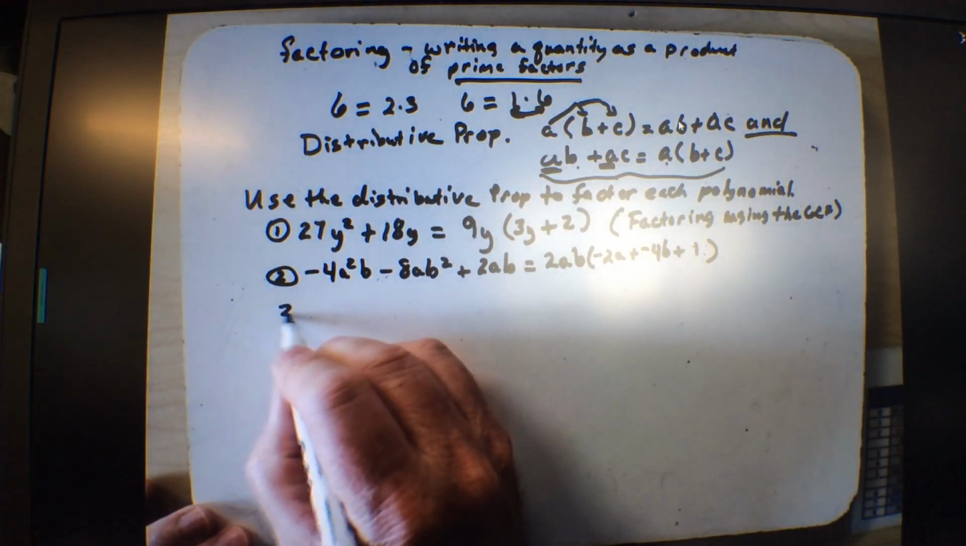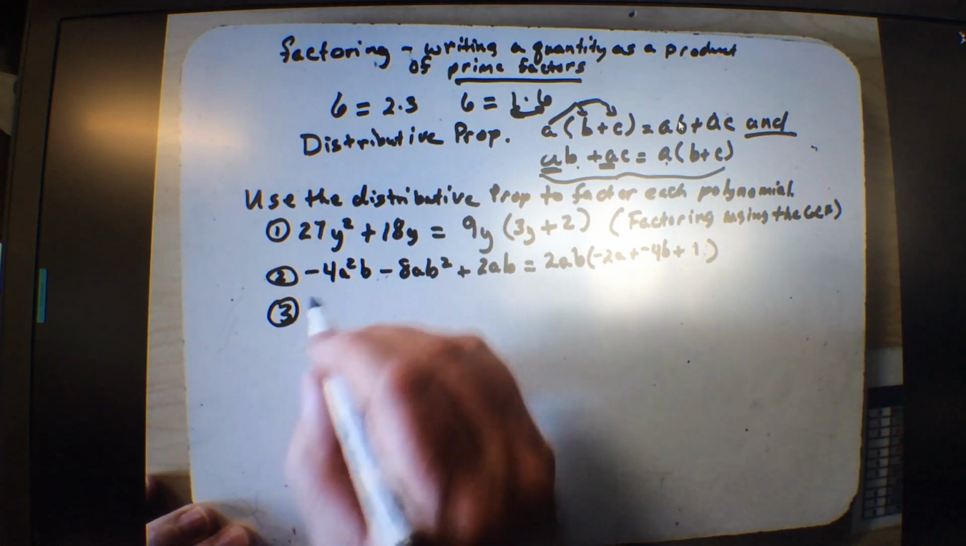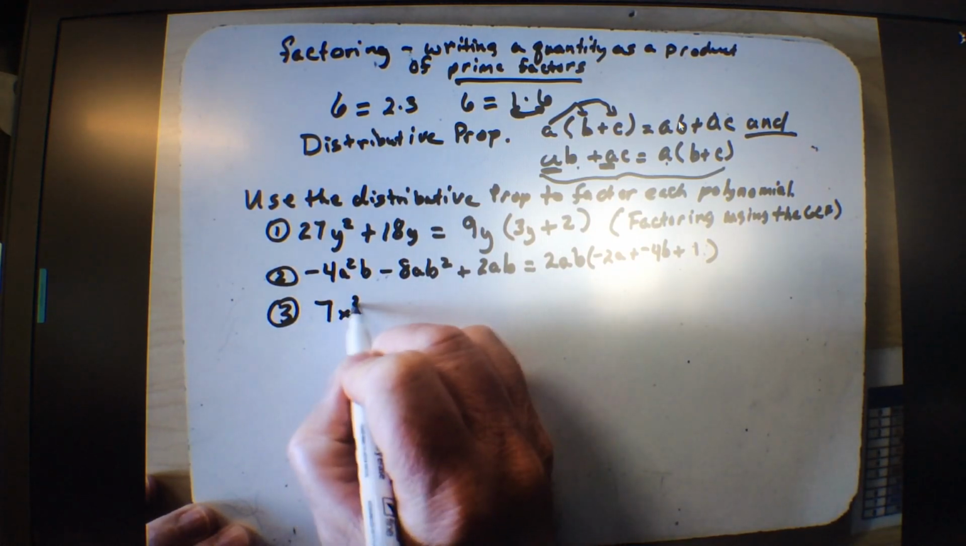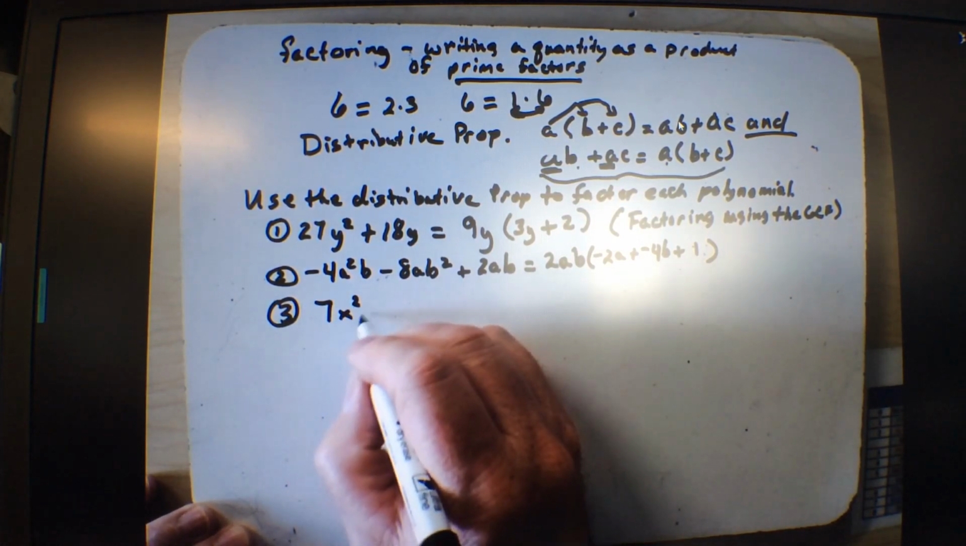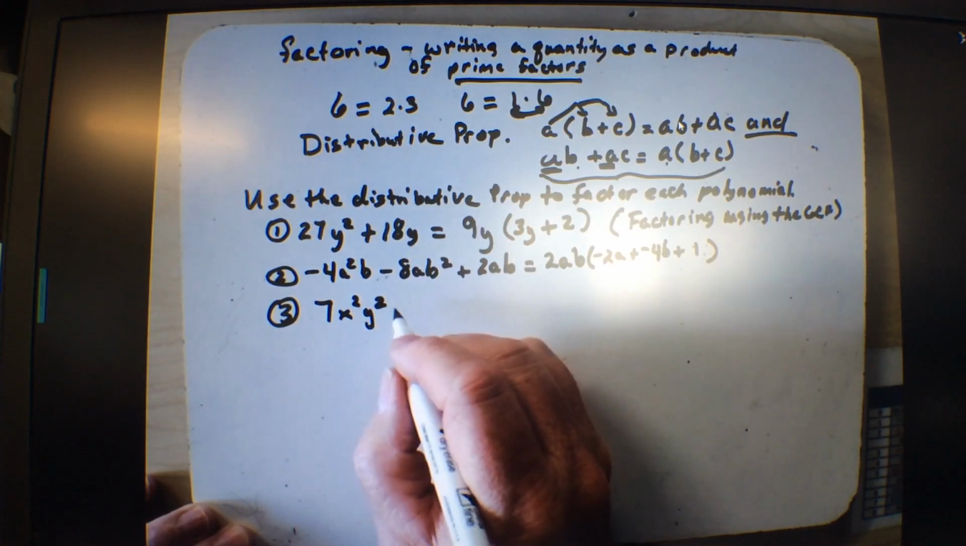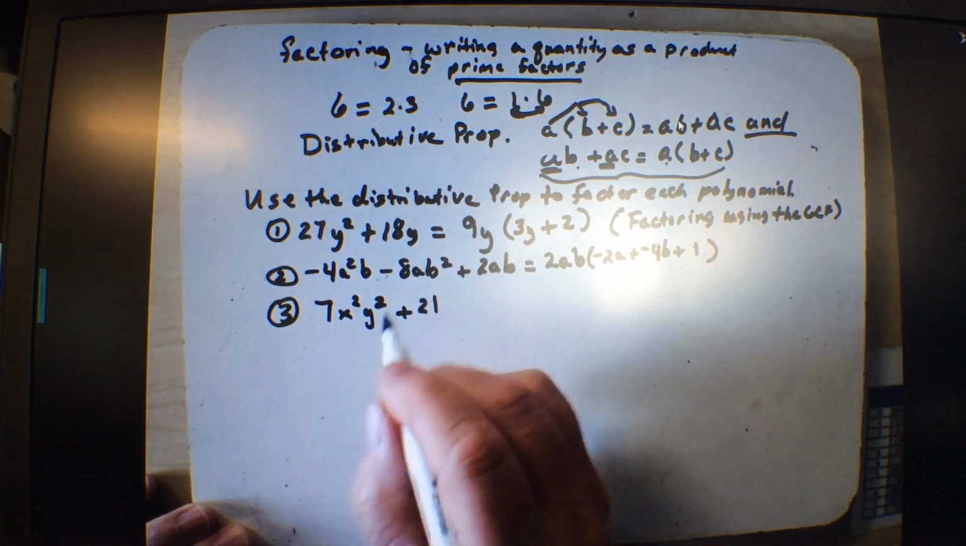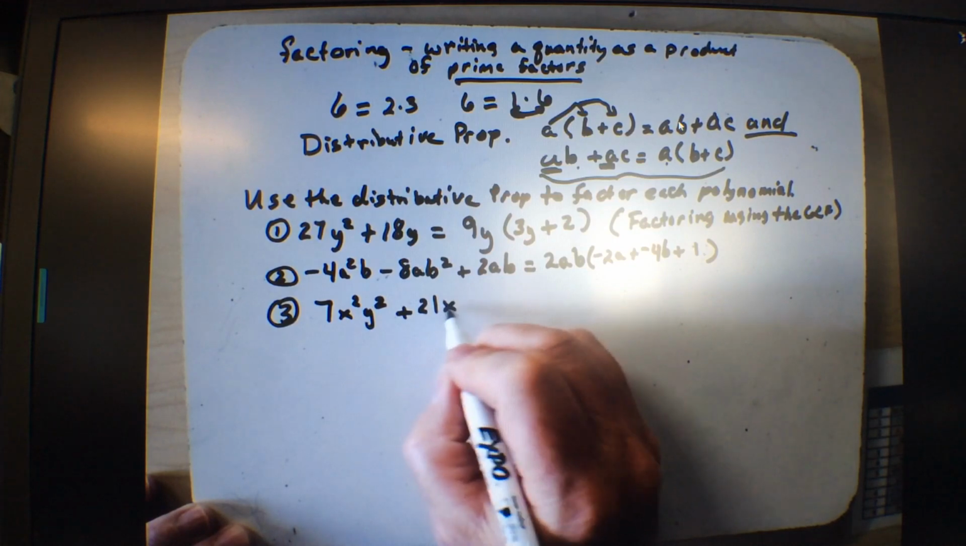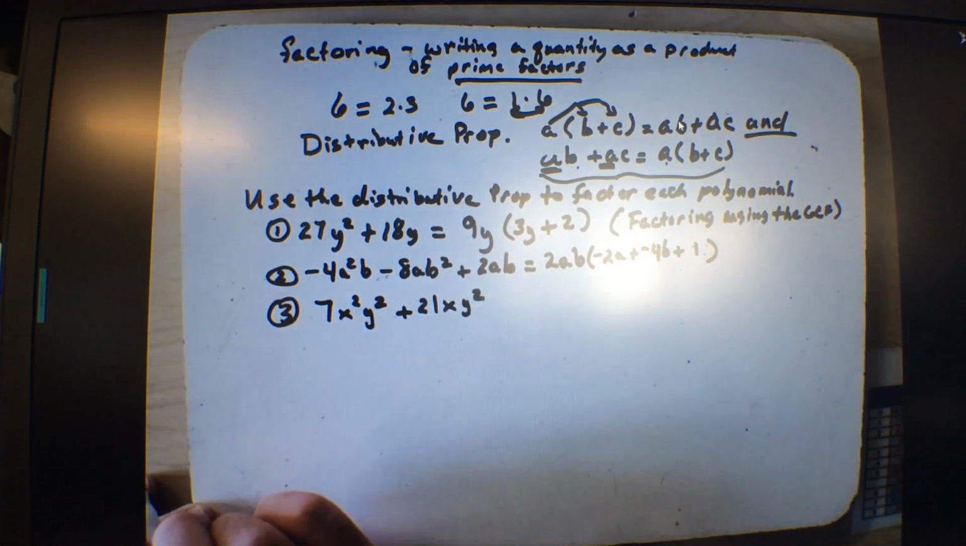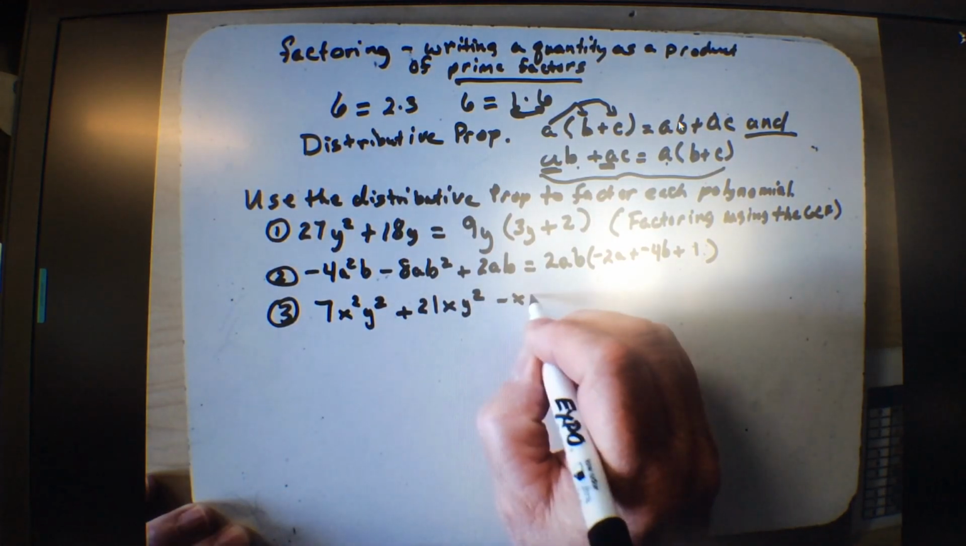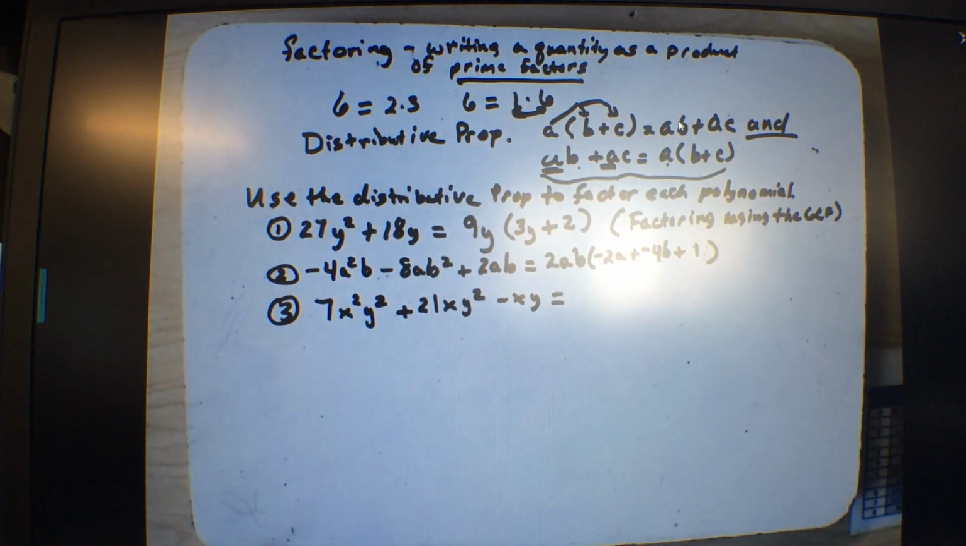Okay, so here's one I want you to do by yourself. 7x squared y squared plus 21xy squared minus xy. Okay? Would you do that, please?